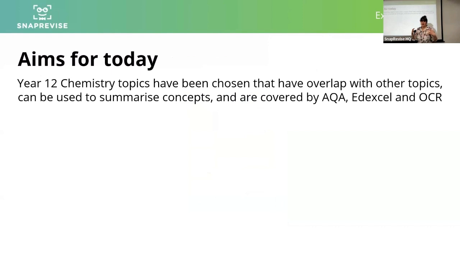So what we've done today, we're looking at Year 12 chemistry today, or AS chemistry. We've chosen some topics that overlap with other topics, so usually they've got continued content into Year 13. And we're also looking at some of the concepts which are used to summarize other concepts or can explain other concepts. We've also chosen topics that are covered by AQA, Edexcel, and OCR, which are the three main exam boards. If you are on another exam board, a lot of this content will be relevant, but we might not have made it exam board specific for you. Just remember to check your specification.